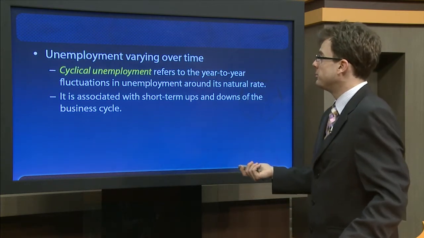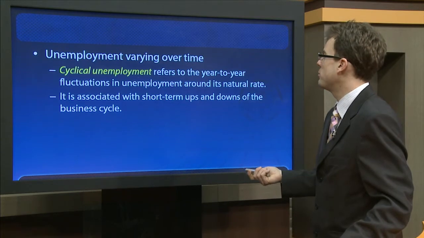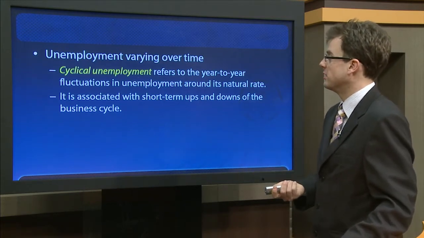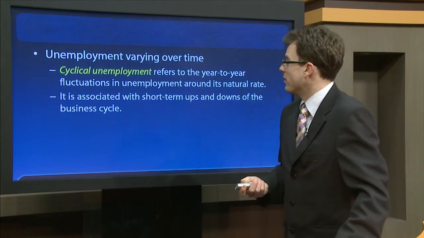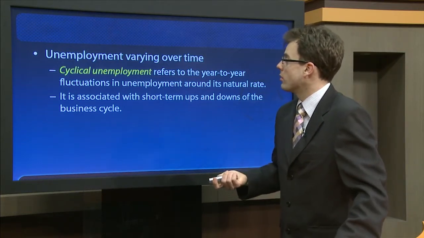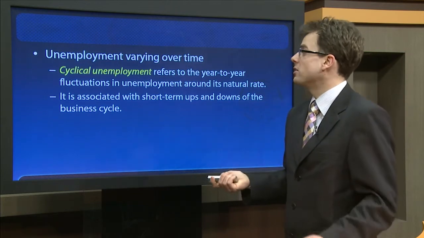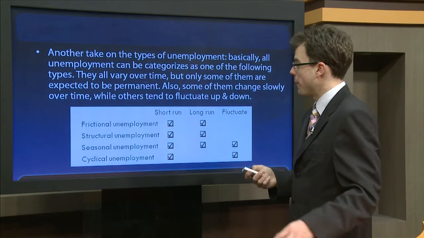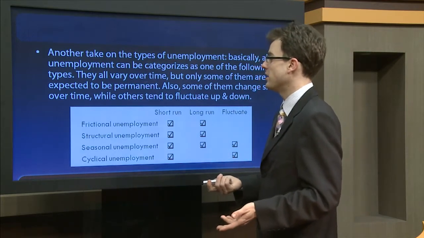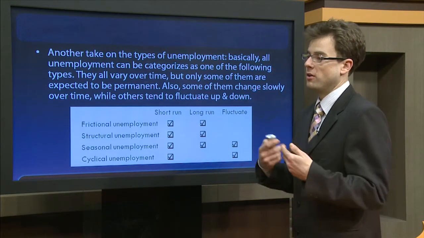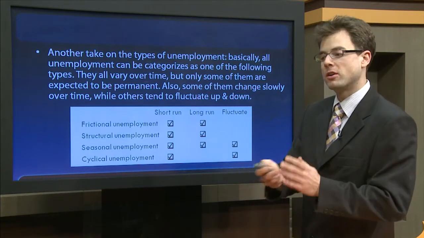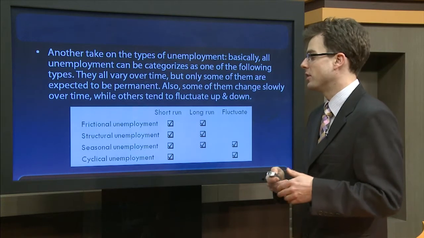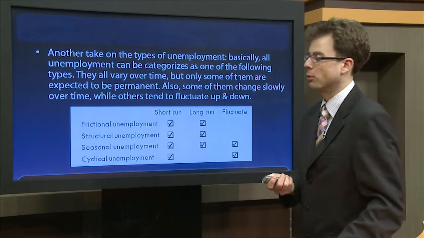Cyclical unemployment is the one that depends on year-to-year fluctuations in the economy, and we would expect this unemployment to exist in the short run, but we would say that in the long run, the conditions in the economy should correct themselves, and the economy should get to the natural rate of unemployment.